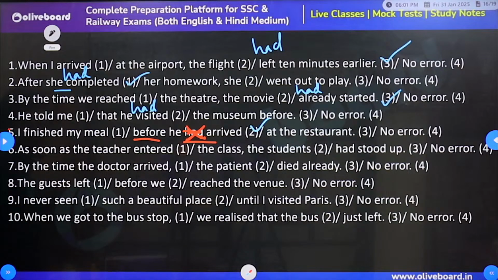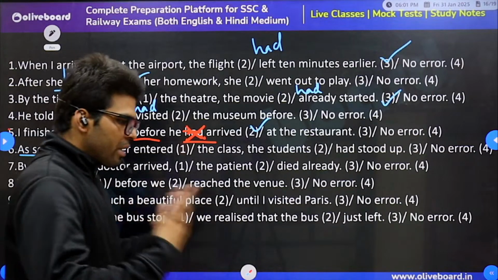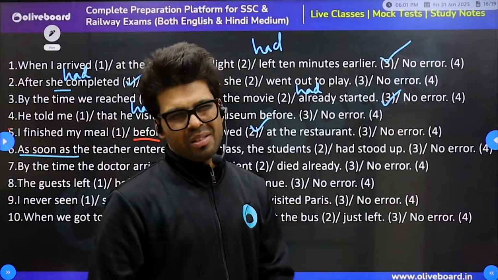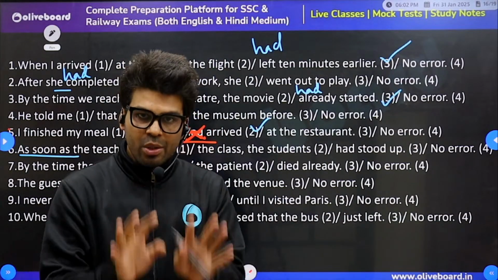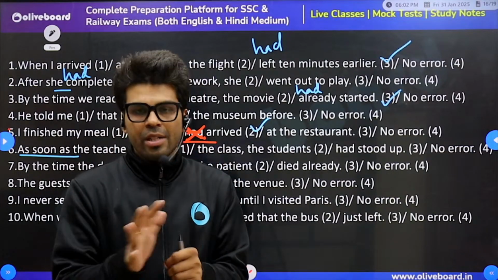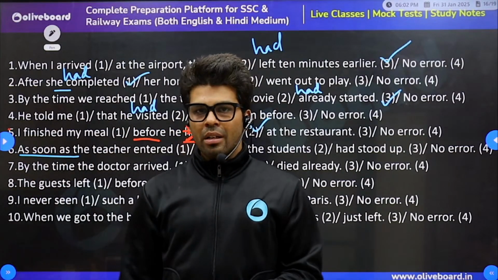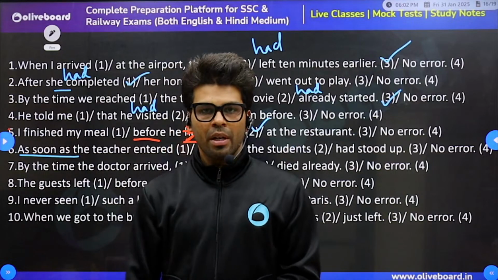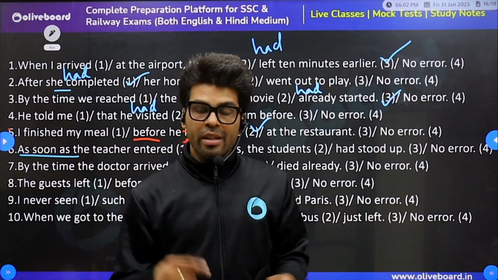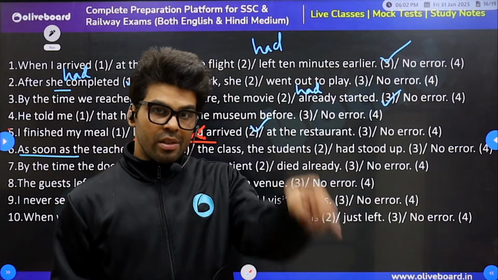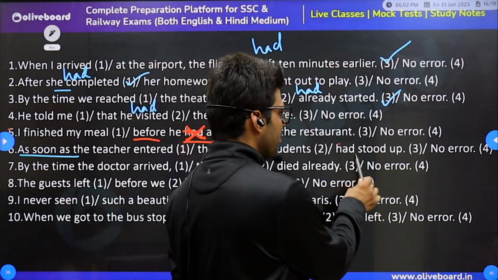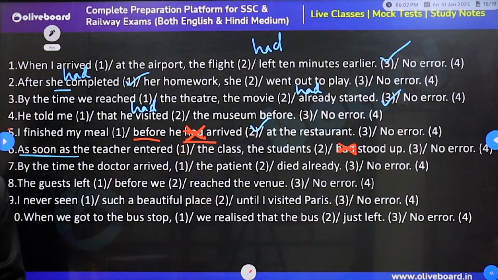As soon as the teacher entered, the students had stood up. That was impressive. As soon as, that means when the teacher entered, the students had. This is impossible. The statement is saying when the teacher entered, the students stood up then. It's not like before the teacher could enter, the students had stood up. It's not like they stood up before. It is like as soon as the teacher entered, the students stood up then. So it can't be in perfect tense again. I hope this is clear.